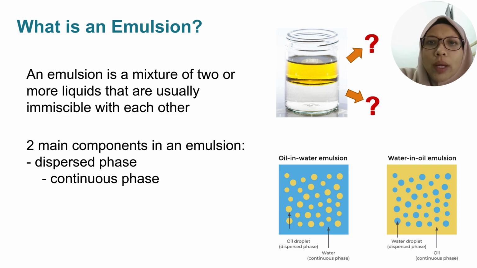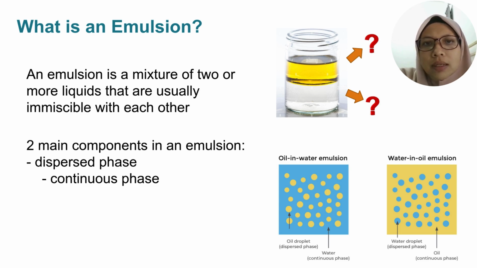Okay, and then what is an emulsion? An emulsion is a mixture of two or more liquids that are usually immiscible with each other. So an emulsion is a mixture or final solution after we mix both oil and water using an emulsifying agent, for example. This immiscible solution refers to the oil phase and also the water phase.